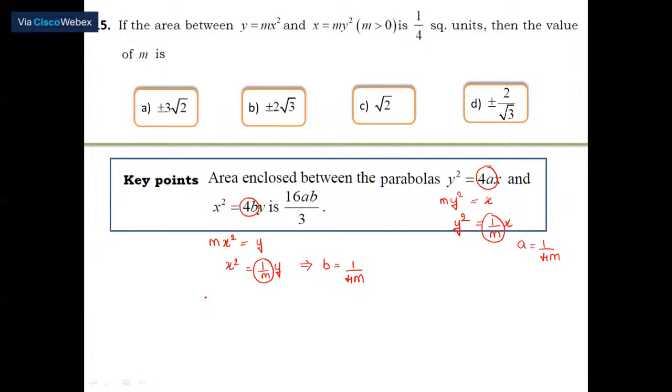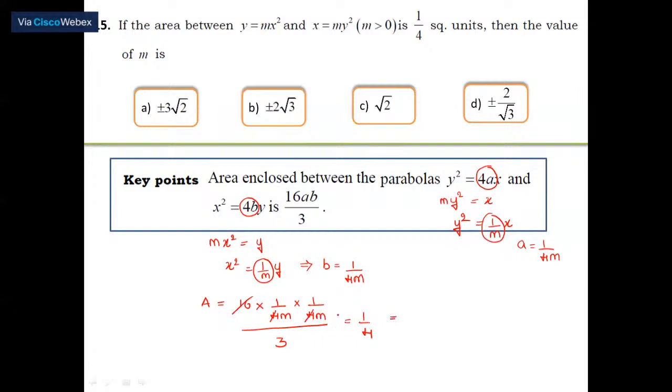Okay, then the area between the two parabolas is 16ab divided by 3, where a is 1 by 4m for us. B is also the same, that's 1 by 4m, whole thing divided by 3. But here we already know the area bounded between these two parabolas is 1 by 4. So now let us do the simplification.